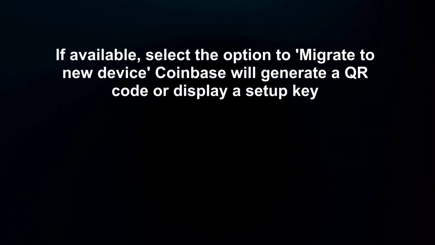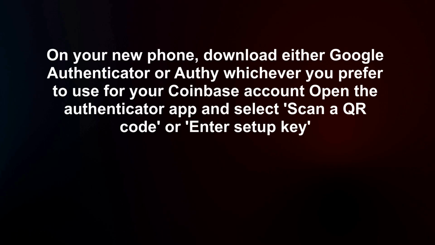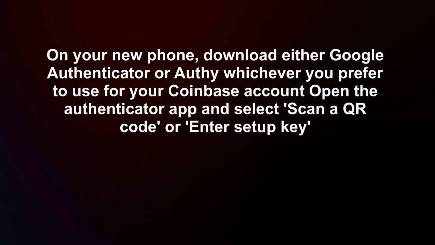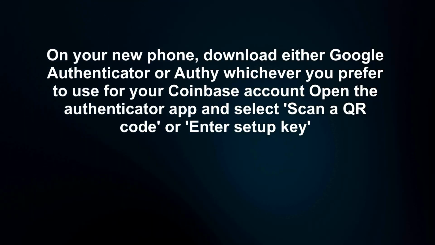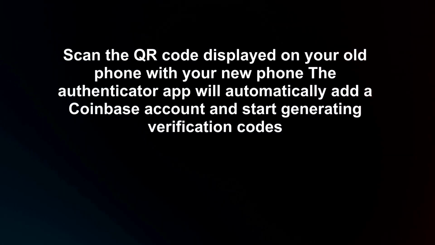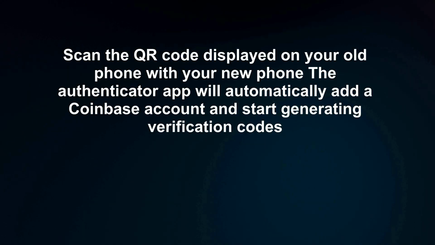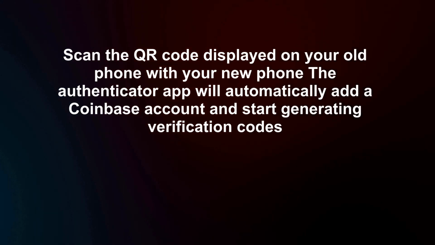Coinbase will generate a QR code or display a setup key. On your new phone, download either Google Authenticator or Authy, whichever you prefer to use for your Coinbase account. Open the Authenticator app and select scan a QR code or enter setup key. Scan the QR code displayed on your old phone with your new phone. The Authenticator app will automatically add a Coinbase account and start generating verification codes.